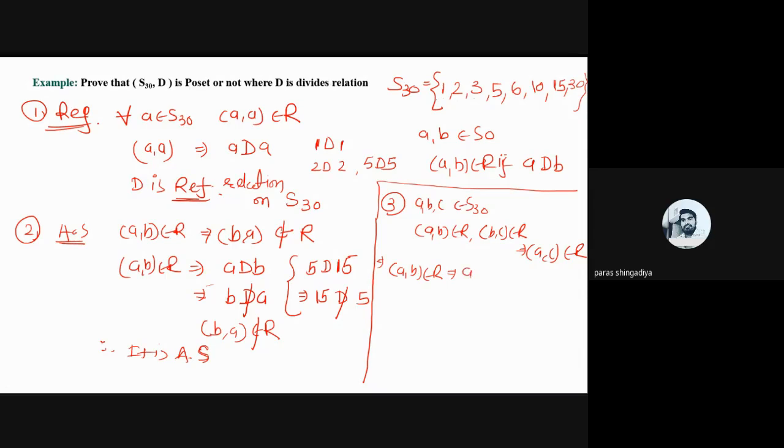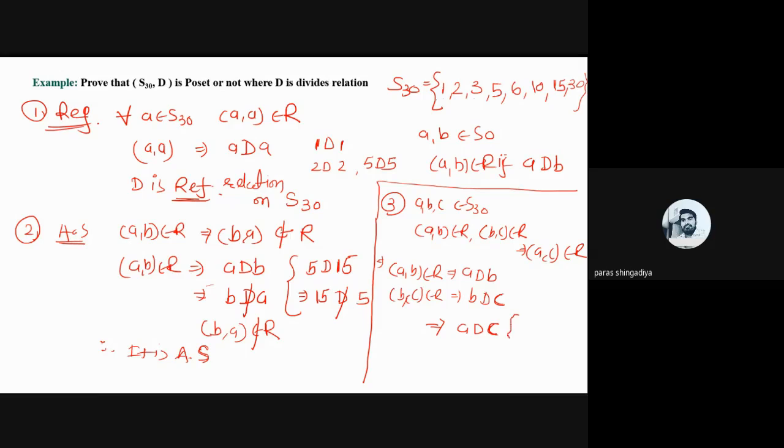A divides B. And B divides C, that you can write as B divides C. If A divides B and B divides C, then based on these relations, we can say that A also divides C. Why is it true?